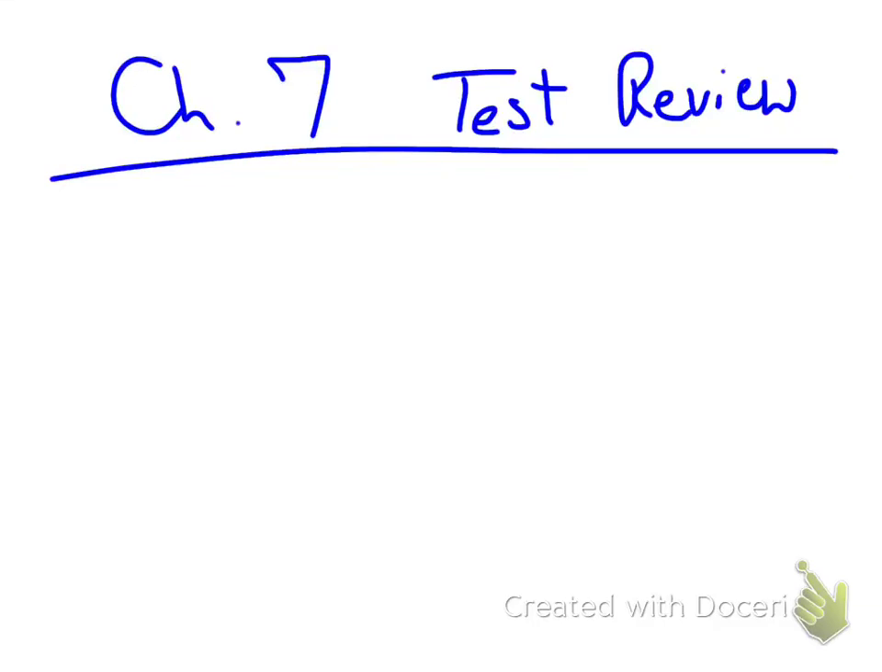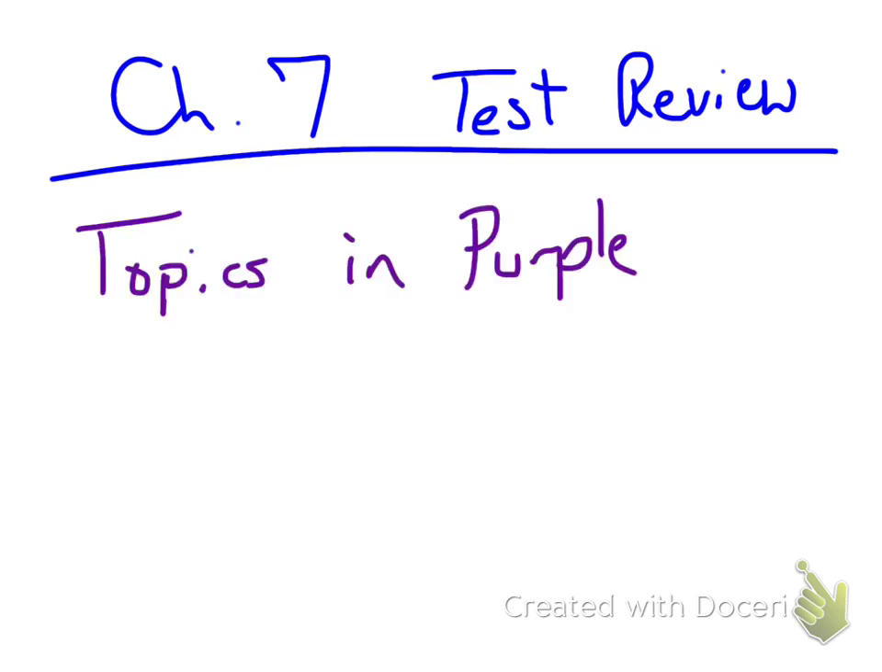Chapter 7 test review. For this test review, a couple things for you. First of all, the topics are going to be written in purple on the top of the screen. This review is probably going to take a bit of time to get through, so you can move along and fast forward if you would like. You can always see what topic is on the top, so if you think you already know a topic, you can maybe skip past that. But the topics will be there for you to take a look at as you go through this.